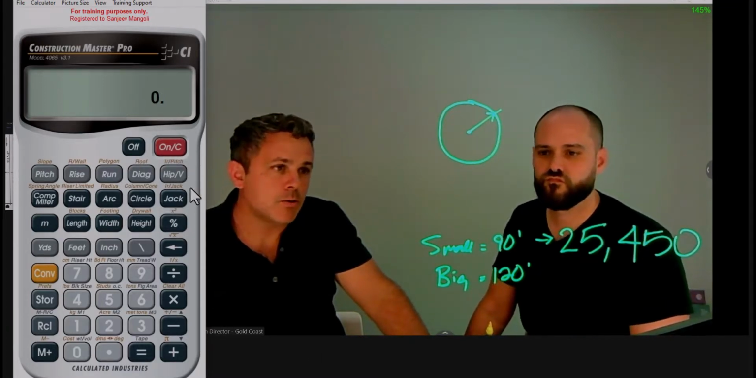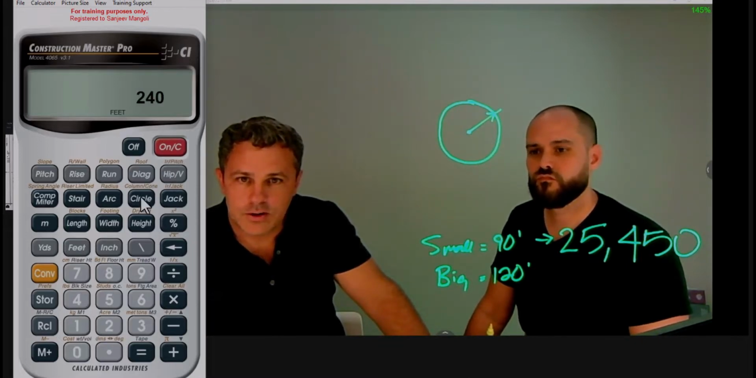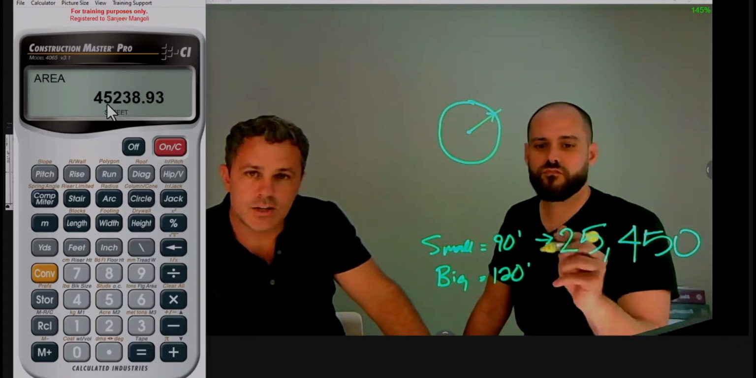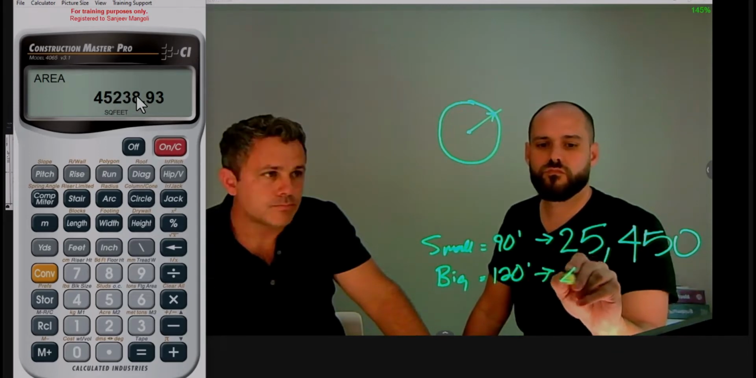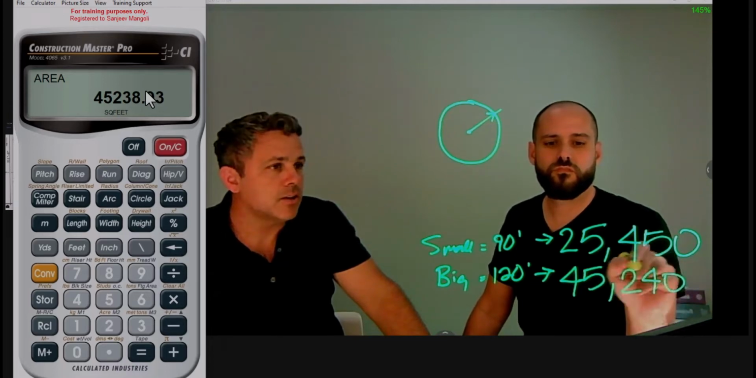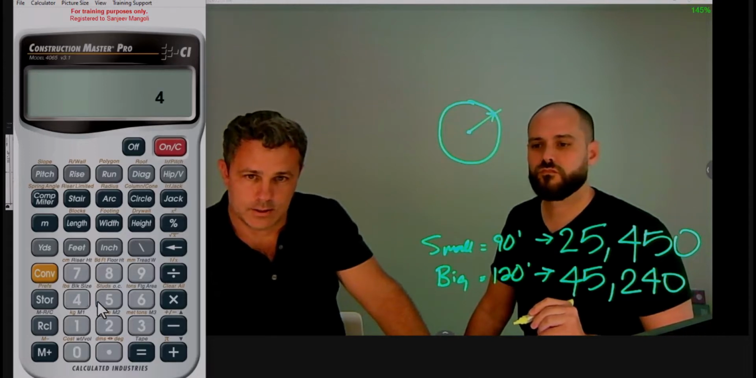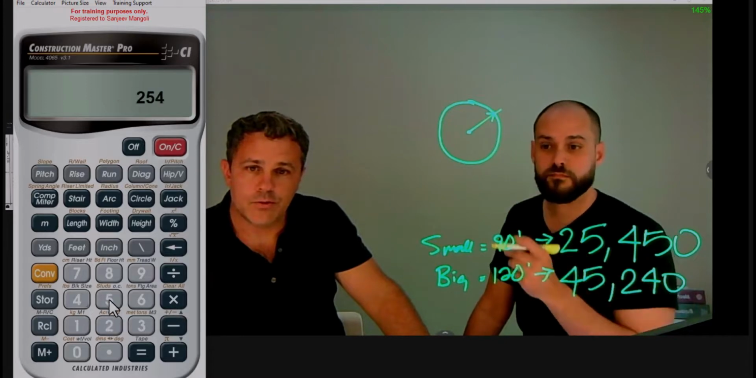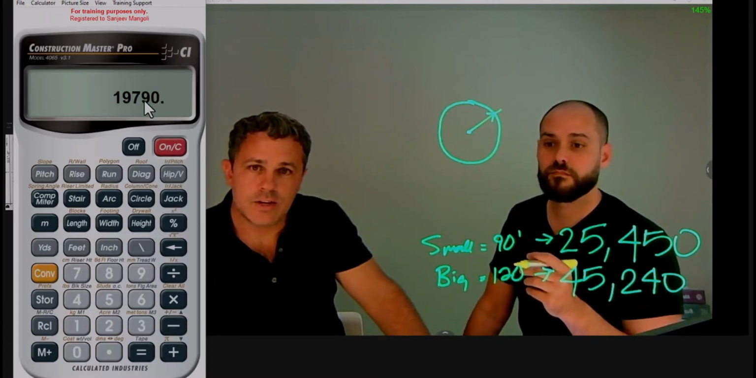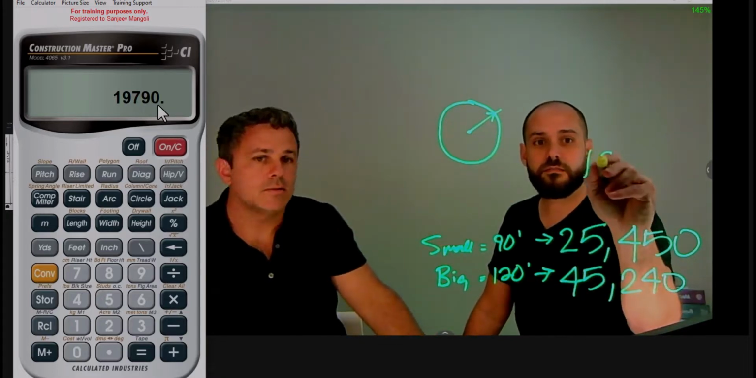Okay, that's the area of the small. Now let's take the area of the big. We know we're at 120 radius, so we enter 240 feet and go circle again because that's the diameter. I'm going to round this too, to 45,240. You don't have to be exact on these big area calculations, so make your life easy. Now we take the difference: 45,240 minus 25,450 gives you 19,790.